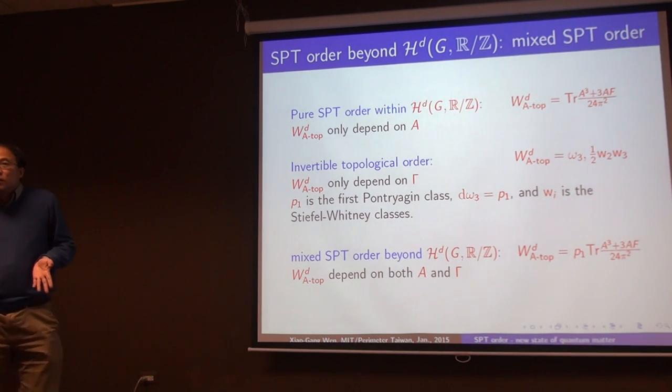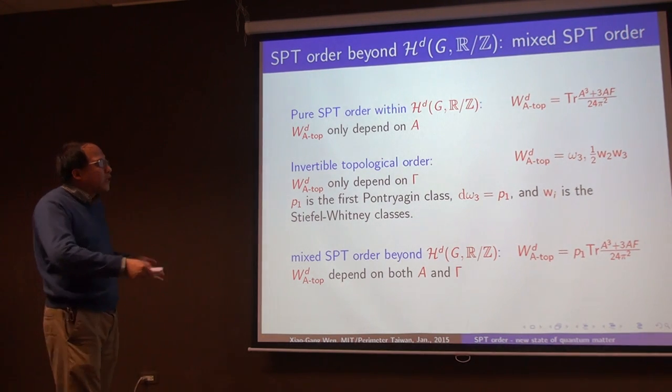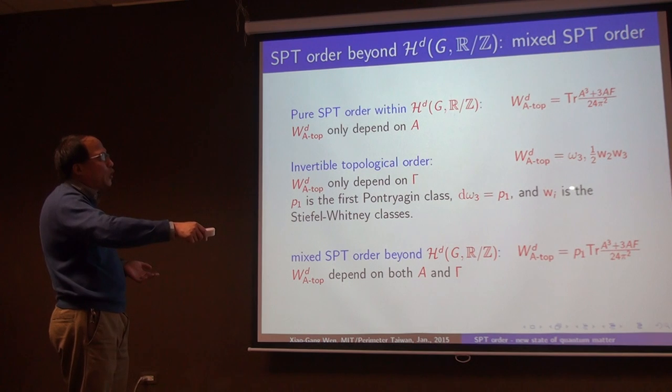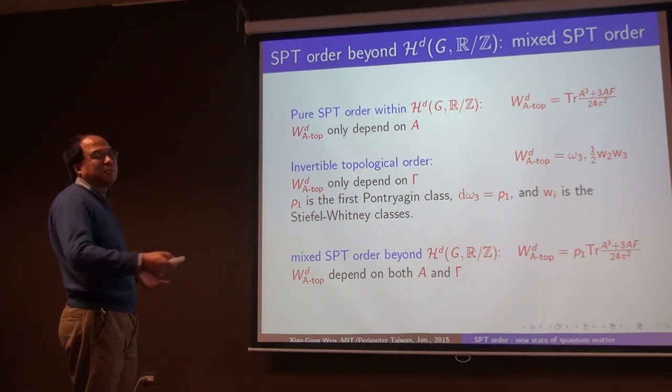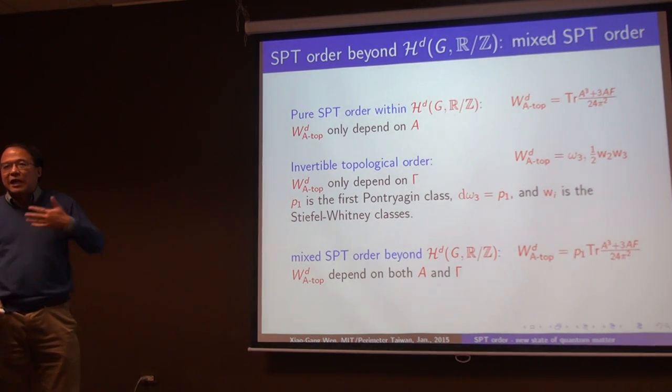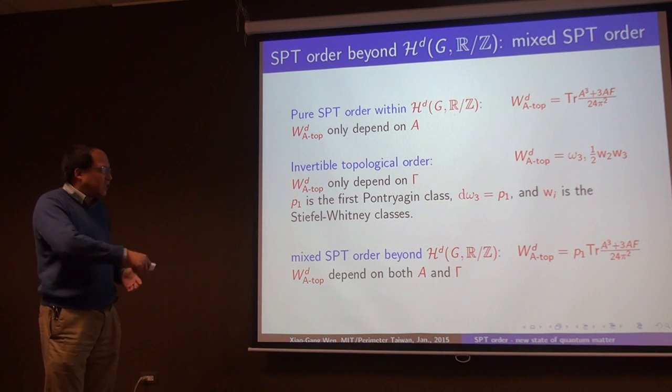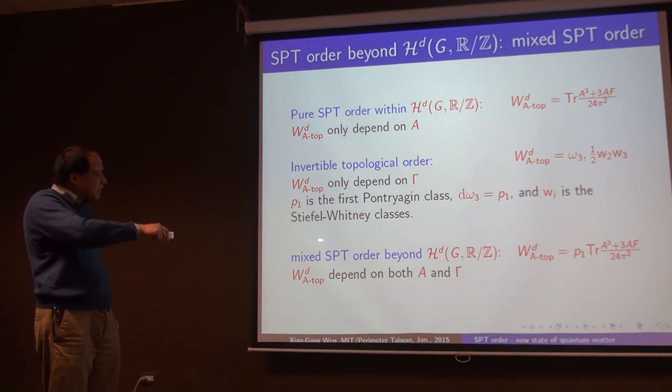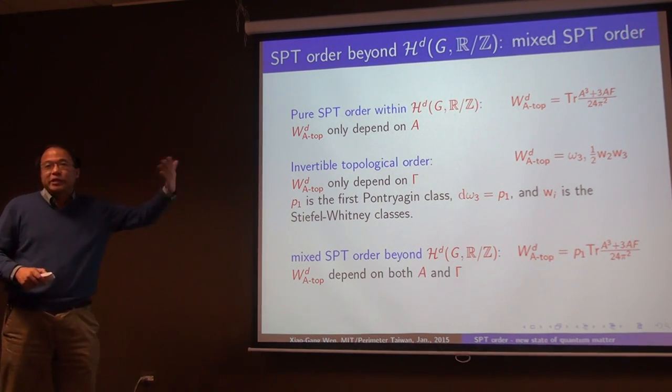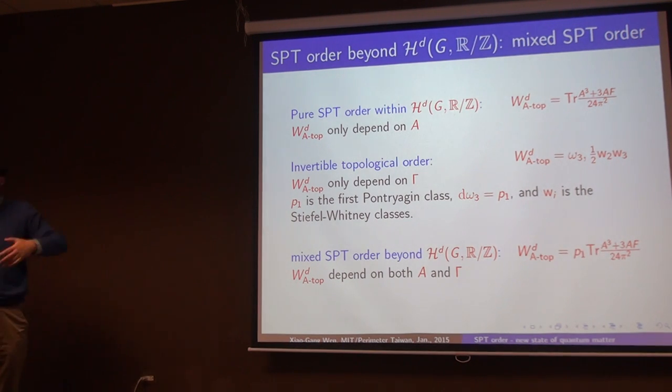And that's it. So instead of looking for all the pure gauge terms or pure gravity terms, we're just looking for all these mixed terms. Then we get an understanding and the classification of this mixed SPT phase. And this mixed SPT phase is this gravitational, this beyond group cohomology term.